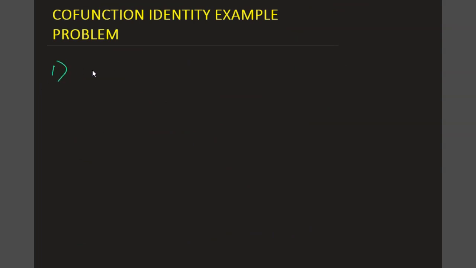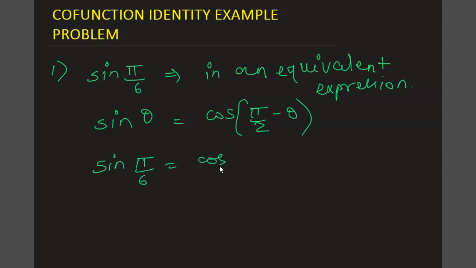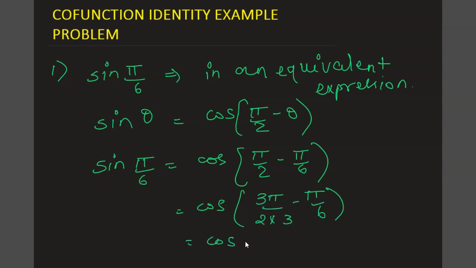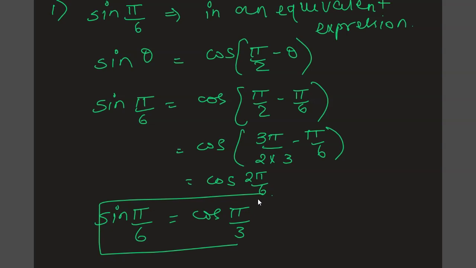If the question wants us to use the cofunction identity to write this as an equivalent expression, what do we do in that case? We have sine pi by 6. We know the cofunction identity is sine theta equal to cos pi by 2 minus theta. If we have theta given to us as pi by 6, we can write it as cosine pi by 2 minus pi by 6. So here goes your theta. All we have to do is make the denominators common and we get cosine 2 pi by 6. So finally we can write sine pi by 6 as cosine pi by 3, and we are done writing this in another way.